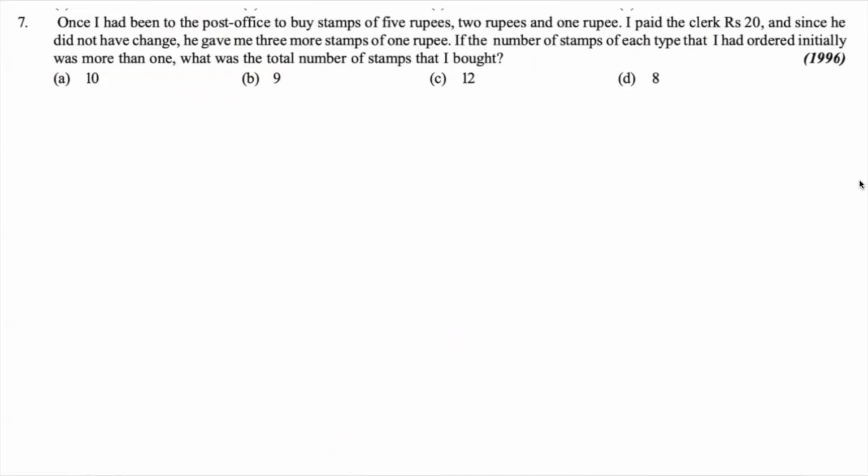Please try this next question. So once I had been to the post office to buy stamps of 5 rupees, 2 rupees, and 1 rupee. So 5 rupee stamps, 2 rupee stamps, and 1 rupee stamps. I paid the clerk rupees 20, and since he did not have any change, he gave me 3 more stamps of 1 rupee. If the number of stamps of each type I had ordered initially was more than 1, what was the total number of stamps that I had bought?